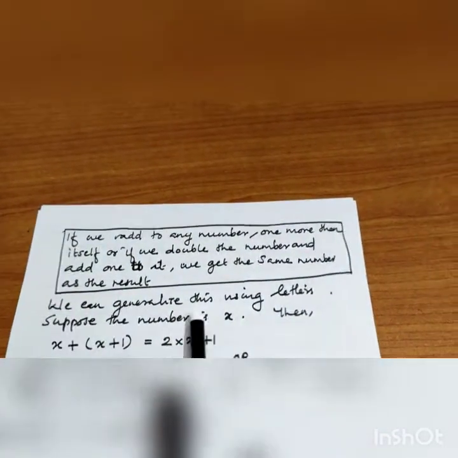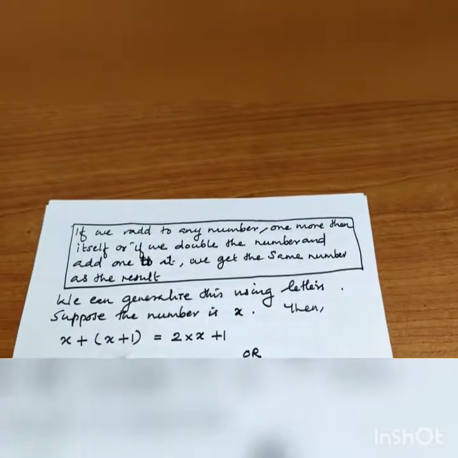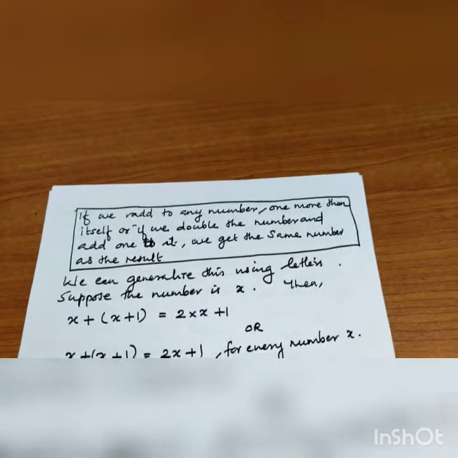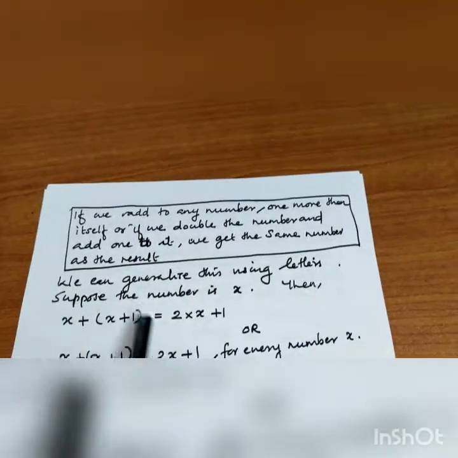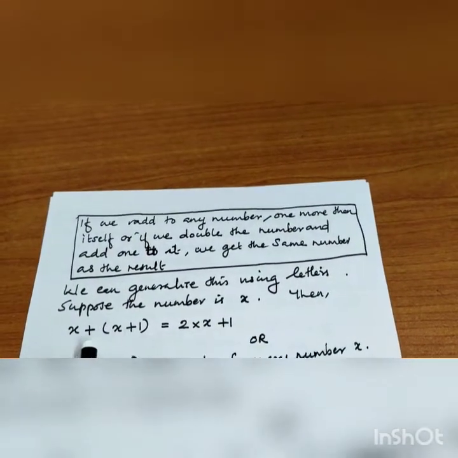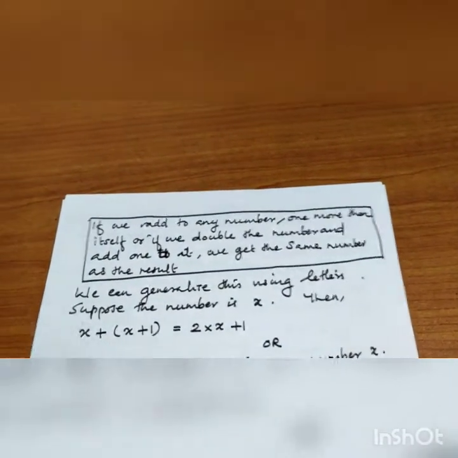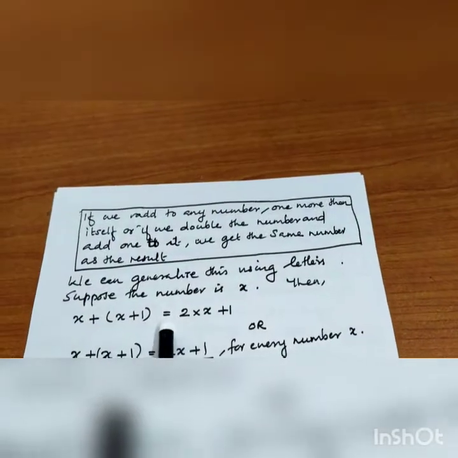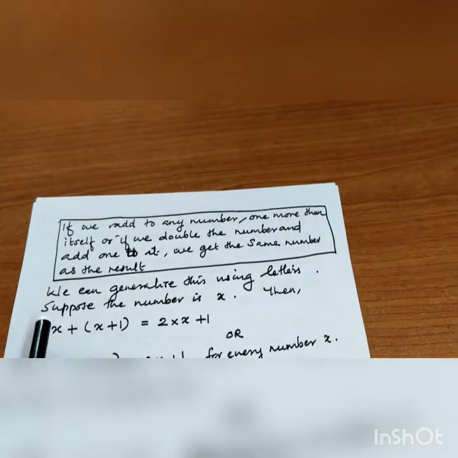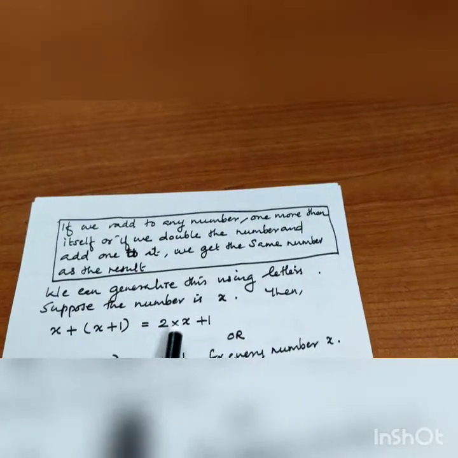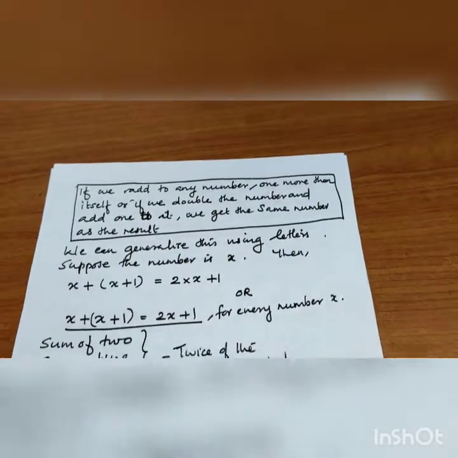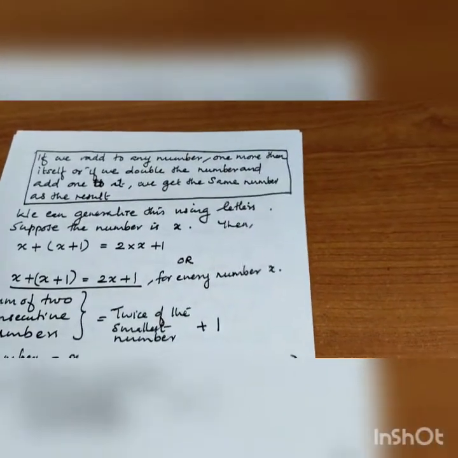Suppose first number is x. Then the next number is x plus 1. And add the two numbers. First number x, the next number is x plus 1. Add x and x plus 1. First number and the second number is equal to, the rule is twice of the first number, that is twice of x, that is 2x plus 1. Or x plus (x plus 1) is equal to 2x plus 1 for every number x.